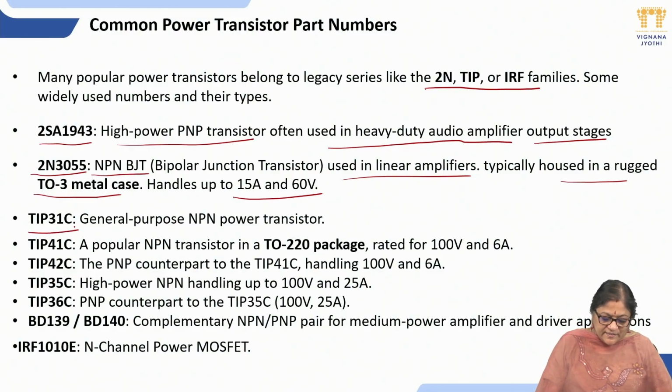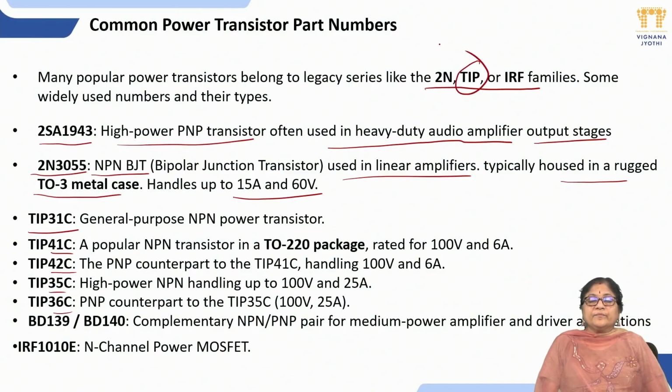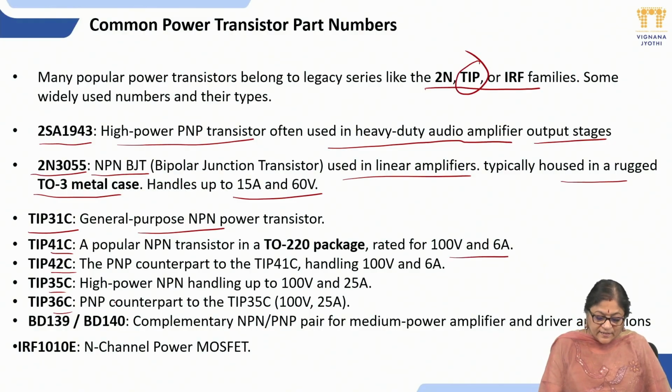Another is TIP31C, TIP41C, 42C, 32C. All have TIP as the basic family of amplifiers. So different numbers will provide you different purposes. It is a general purpose NPN power transistor. It is a popular power transistor. Even its rating will be 100 volts and 6 amperes. You can see from one transistor to another, the voltage ratings and current ratings are going to differ. And NPN and PNP is also another important difference.